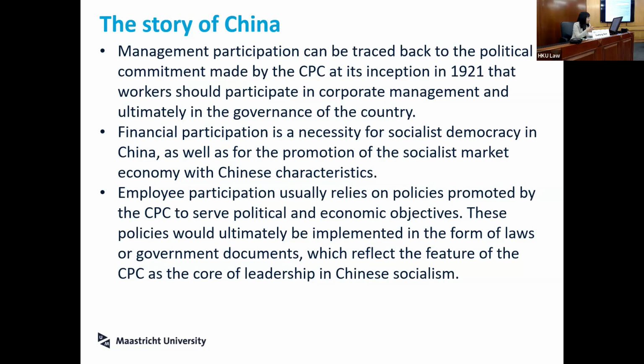corporations in the country. So it reflects the feature of the CPC as the core of leadership in Chinese socialism, because most employee participation policies were first introduced by the CPC through national meetings, the national congresses, and like that. And finally, those policies will be implemented in the laws and the regulations or in the government documents, and then finally can be implemented throughout the country.